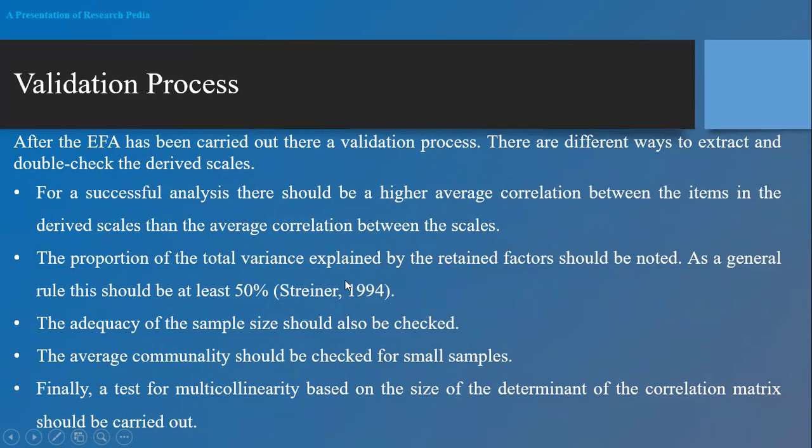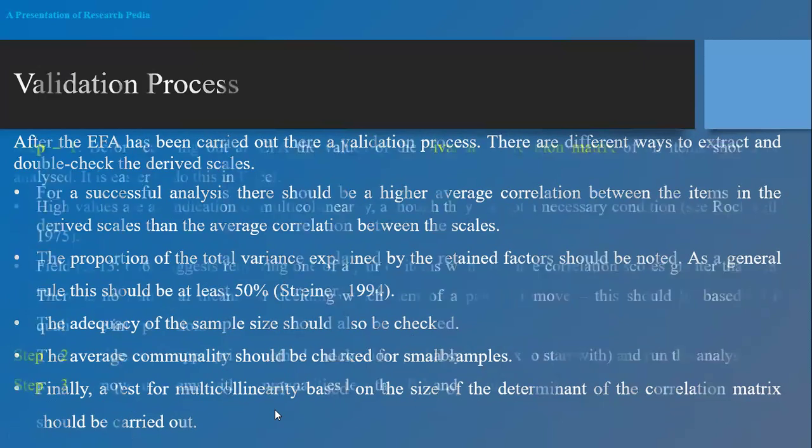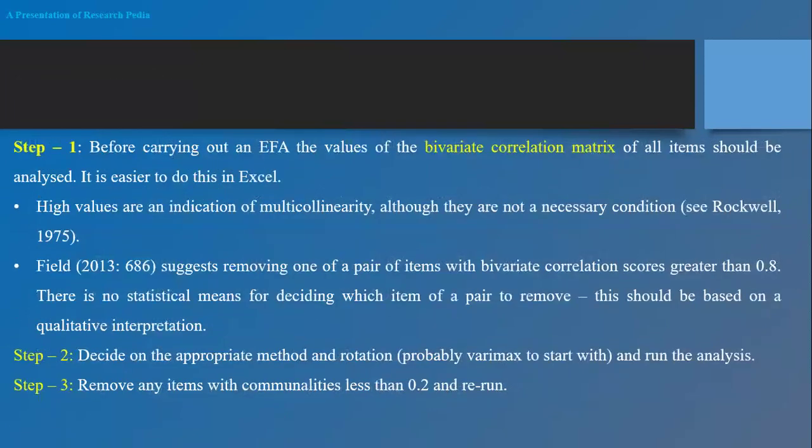The proportion of the total variance explained by the retained factors should be noted. As a general rule, this should be at least 50%. This is a very important guideline that we will apply on our EFA, that there should be at least 50% total variance in order to retain a factor. The adequacy of the sample size should be checked. The average communality should be checked for small samples. Finally, a test for multicollinearity based on the size of the determinant of the correlation matrix should be carried out. So these are some of the important guidelines that we are going to follow.